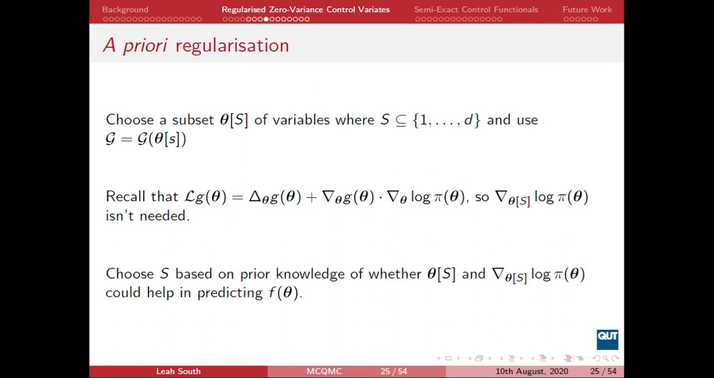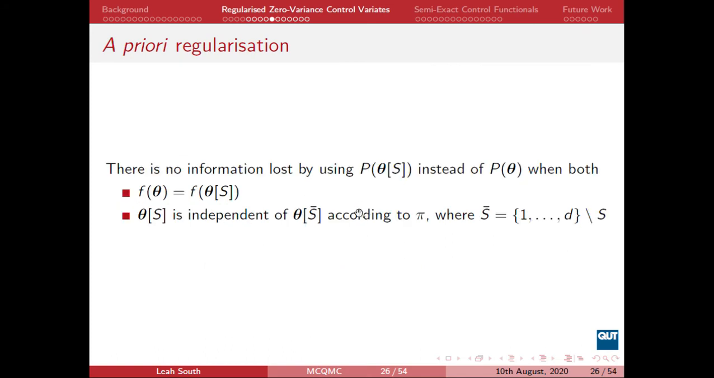So you might want to choose the subset based on prior knowledge, for example, on whether the gradients of the log target with respect to that will be helpful in predicting your function f, or you might do it out of necessity because you can't store or actually evaluate those gradients. In general, that's going to lead to a loss of information, but there's one setting where it won't, and that helps you get some intuition on how to actually perform this method. So that setting is that your function is only a function of a subset of your dimensions. So for example, you're interested in the marginal posterior means, which are only a function of one of your dimensions, and then also that the subset that you're using is independent of the remaining variables according to pi. And obviously this one's a lot more restrictive, because if that was true, you could just separate out your problem into multiple dimensions.